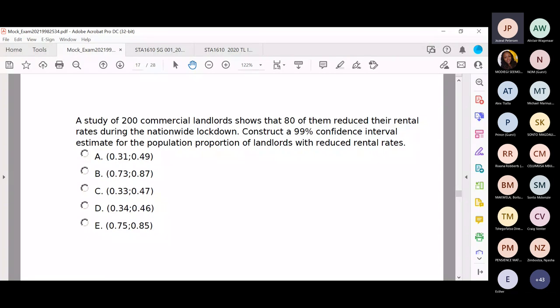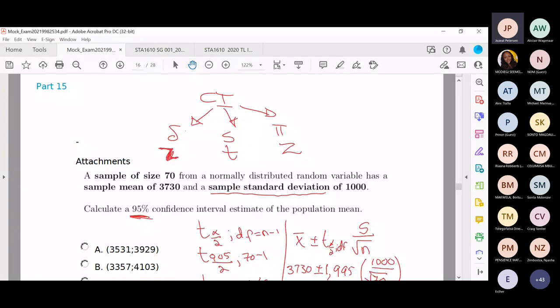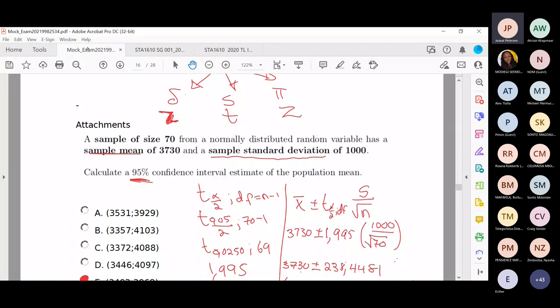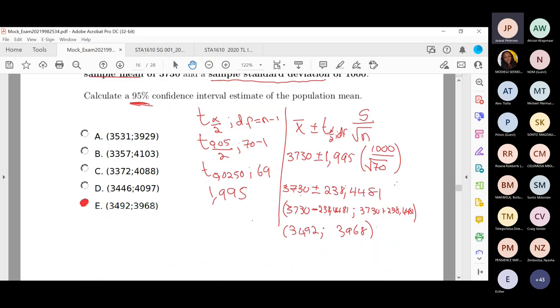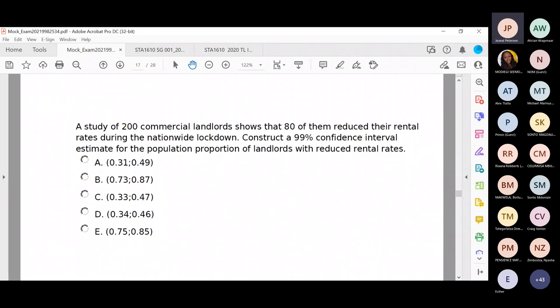Now, how would you know whether you are doing the confidence interval for the mean or for the proportion? For the mean, you will be given things like the mean and the standard deviation. If we look at this question, are you given the mean and the standard deviation? It also says construct the confidence interval. When you read the question, you should be able to identify what you are given. So this is for the proportion.